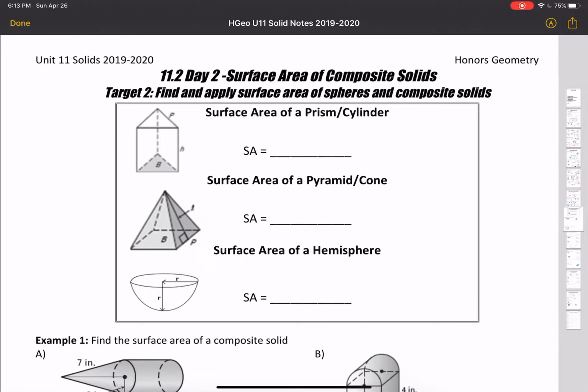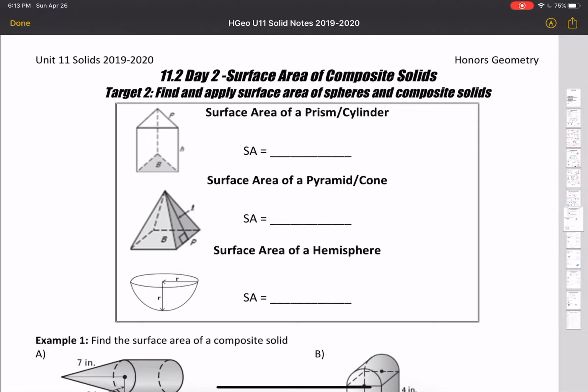Okay, so in this video, we are going to wrap up our discussion on surface area by doing some more examples on composite solids, which can be the trickiest part with surface area. So in order to knock this out with composite solids, we need to recall all the different surface area formulas that we've been dealing with.